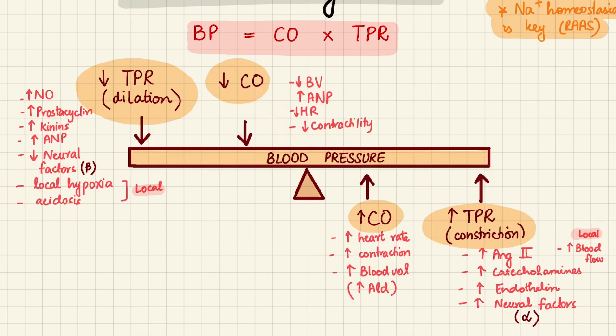Increased cardiac output will be due to increased heart rate, increased contraction, increased blood volume, and increased aldosterone, because we know that aldosterone causes sodium reabsorption and thus water reabsorption, causing increased blood volume. Next, increased total peripheral resistance is going to occur when there is vasoconstriction, right? So vasoconstriction occurs when there is increased angiotensin 2, increased catecholamines, increased endothelin, increased neural factors such as alpha 1, which are in the arteries, causing vasoconstriction, and increased local blood flow also causes vasoconstriction.